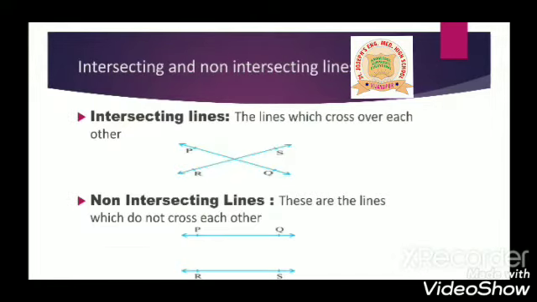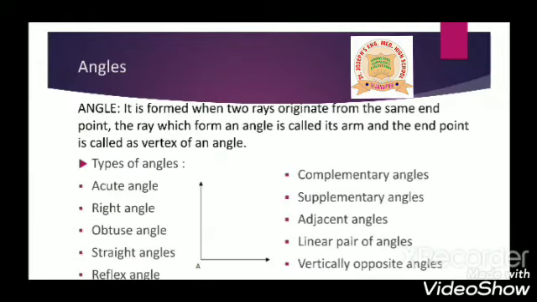Okay, now let's go for the next bit, that is types of angles. An angle is formed when 2 rays originate from the same end point. The rays which form an angle are called its arms, and the end point is called the vertex of that angle. If you just see the figure, there A is a vertex, meaning from the point A two rays are arising.